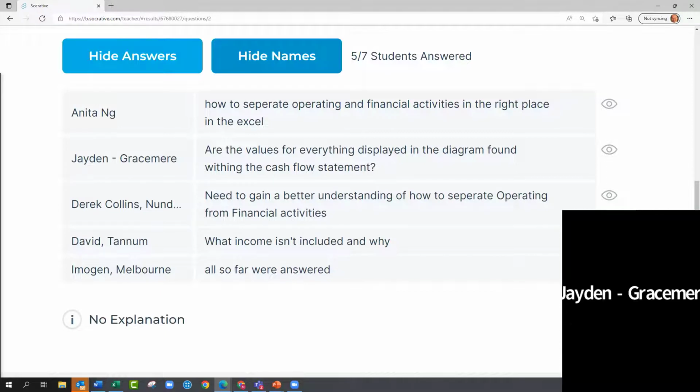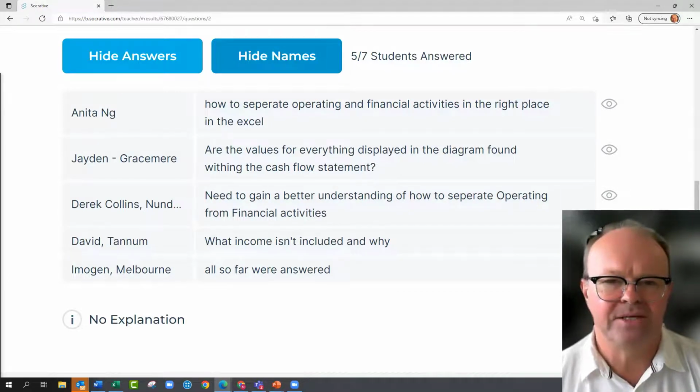I think I was kind of wondering where you get the value for your operating revenue and your cash flow from operations, and where you find all those values. From your income statement and balance sheet.